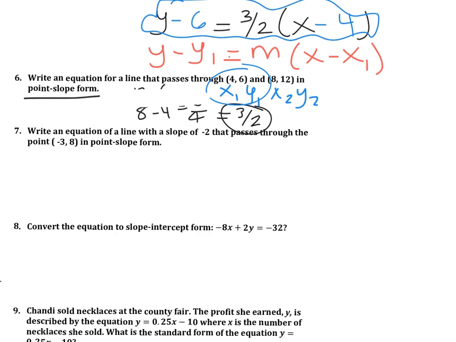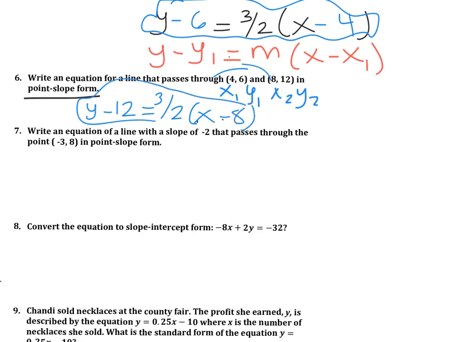If you use the other point, (8, 12), which you can do, let me show you what that would look like. Okay. So the other possibility would be y minus 12 equals 3/2 times x minus 8. So I would accept either answer as correct.